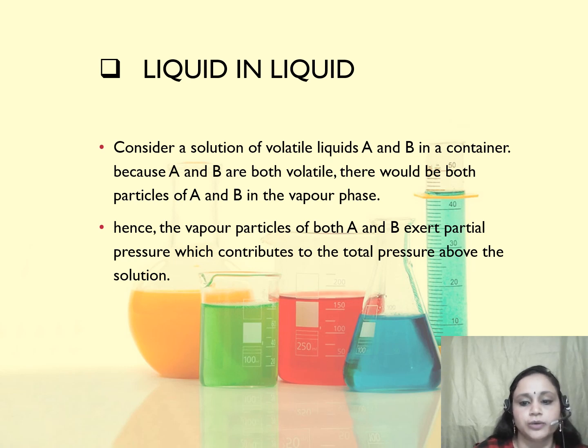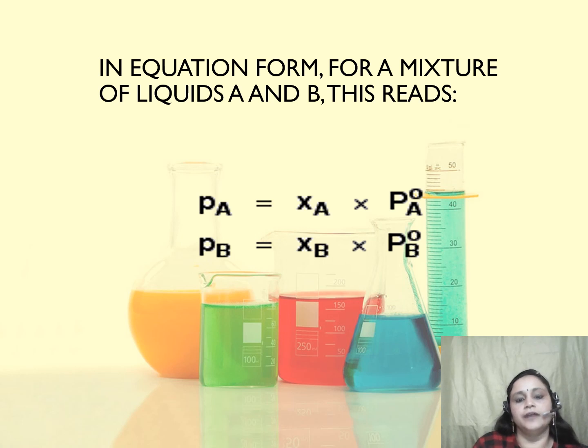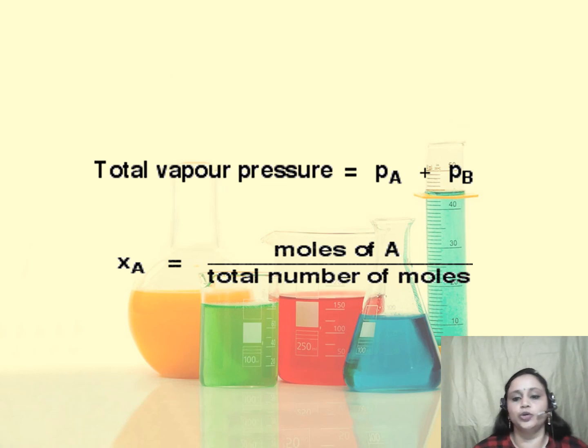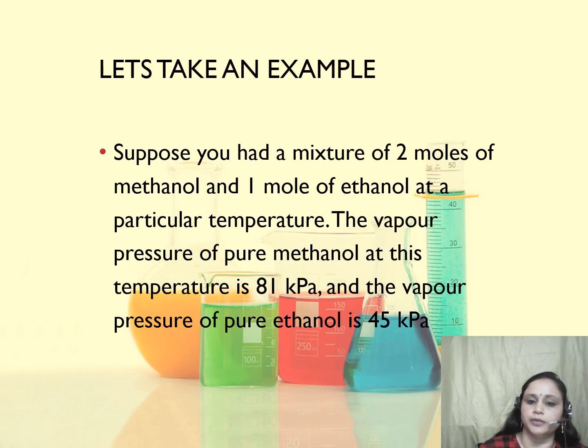In order to calculate the pressure of such solutions, we have to take both the components into consideration. Hence, our equation in this case reads PA is equal to xi A into PA naught, PB is equal to xi B into PB naught, and the total vapor pressure comes out to be PA plus PB. Here, xi A is moles of A divided by total number of moles.